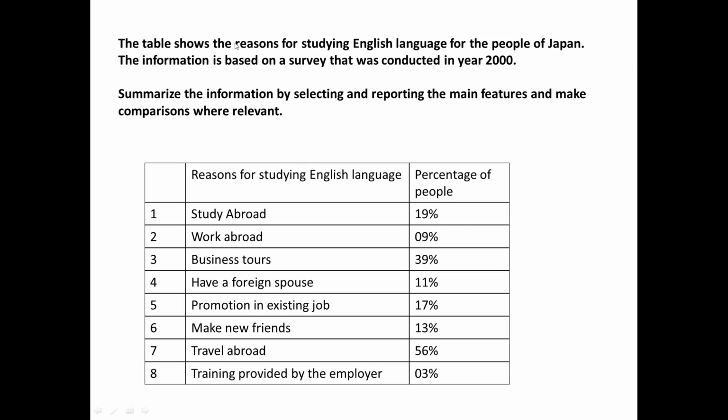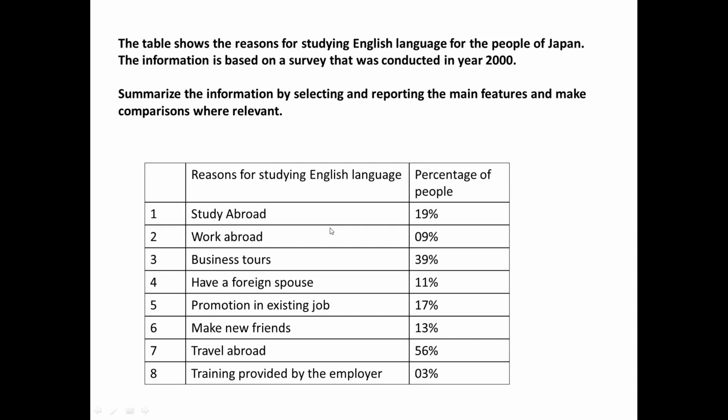Let's read the information provided by IELTS first. The table shows the reason for studying English language for the people of Japan. The information is based on a survey that was conducted in year 2000. Summarize the information by selecting and reporting the main features and make comparisons where relevant. So here we have reasons, and it's 8 reasons, and percentage of people.